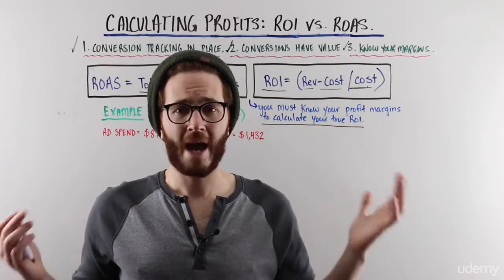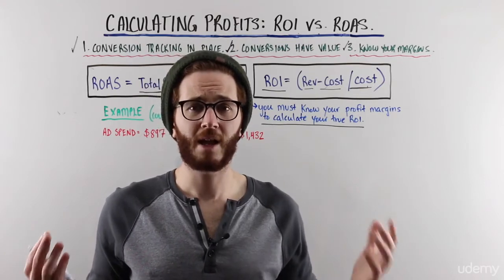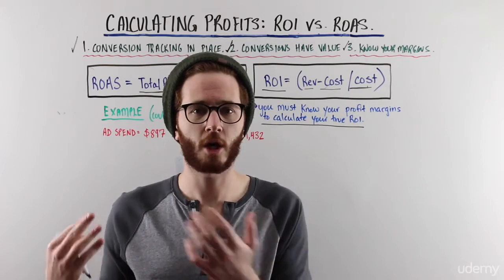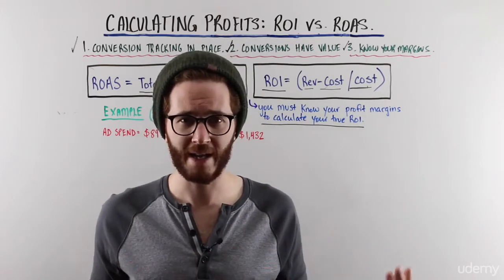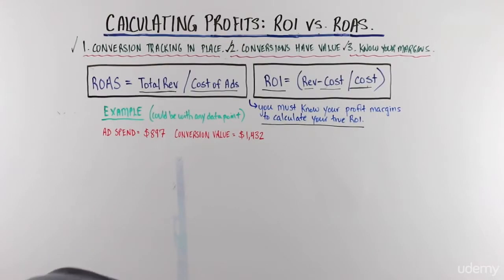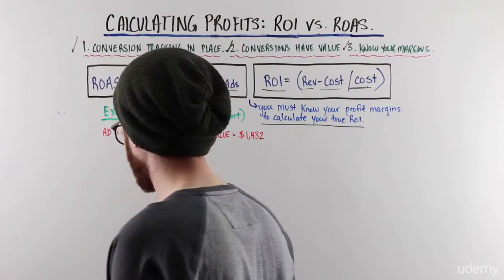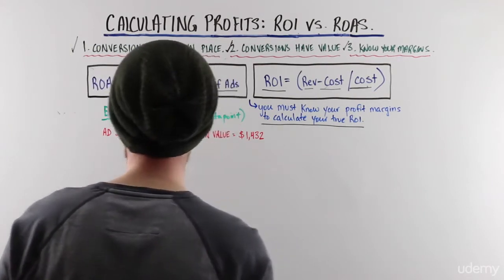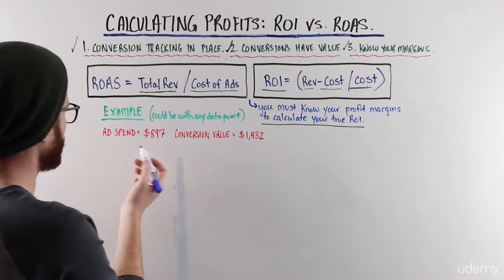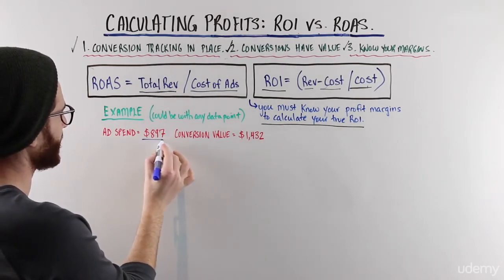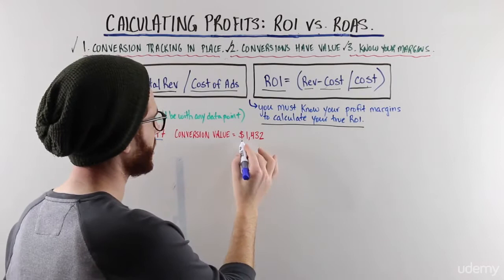Let's go through a real life example to give you some context in which to understand ROI and ROAS. Let me get a different colored marker here. Let's take a blue marker. Now here we have an example written out. I already wrote out the example for you. Your ad spend, for example, is $897. So let's say your ad spend is $897 and your conversion value is $1432.